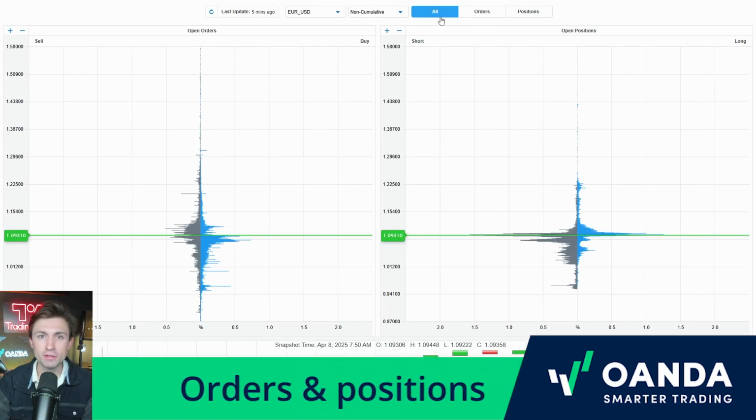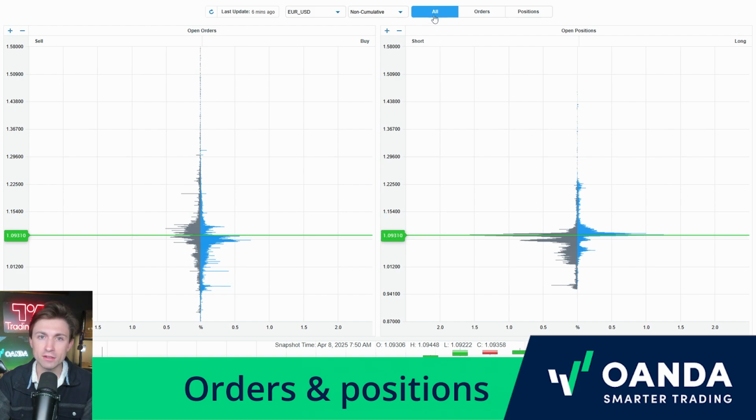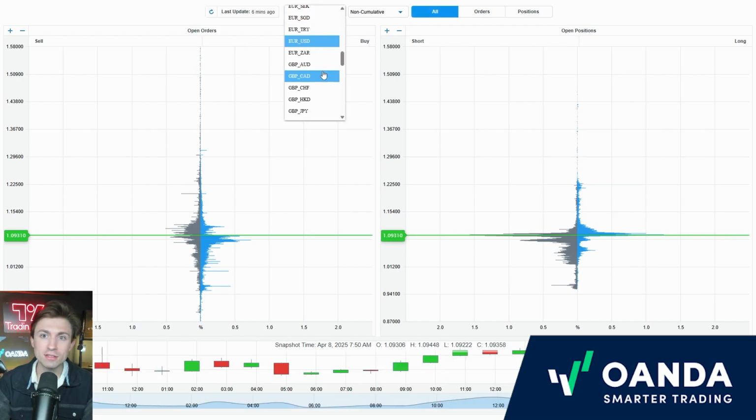This is pretty self-explanatory, but when I've selected all, I can see open orders and open positions. Now, what's the difference between these two things? Open orders are what they sound like. They are orders to potentially enter a trade, and we can actually see them clustering around certain areas, which is a fascinating little resource for us. And open positions are also pretty obvious, right? It is actual open positions on a selected currency pair. Like I said, you can select whatever you'd like, but for now we're going to stick to the Euro US dollar as our example.